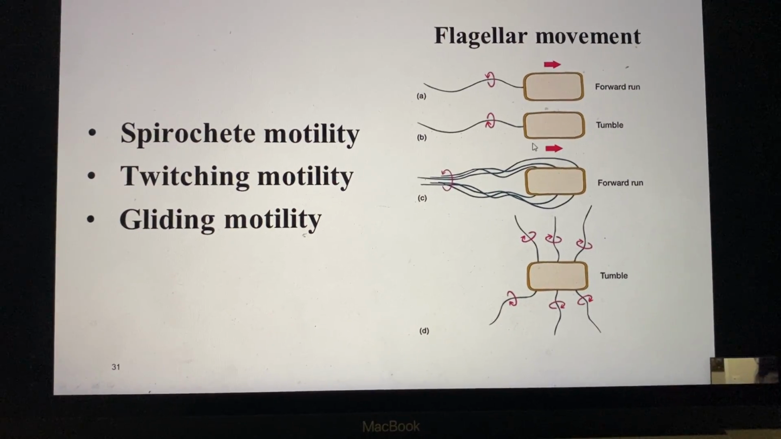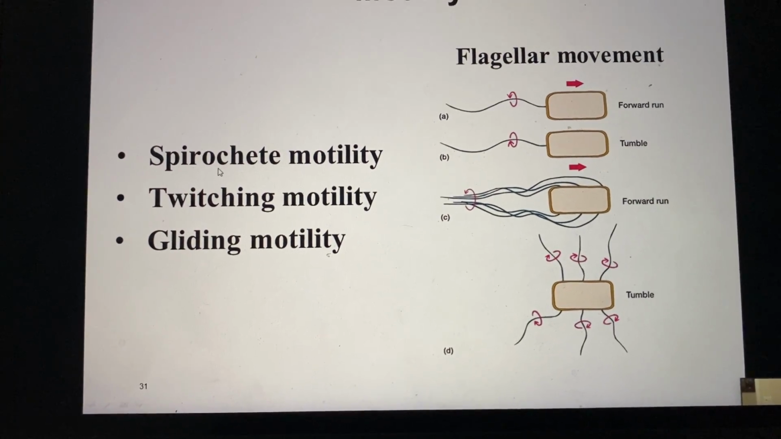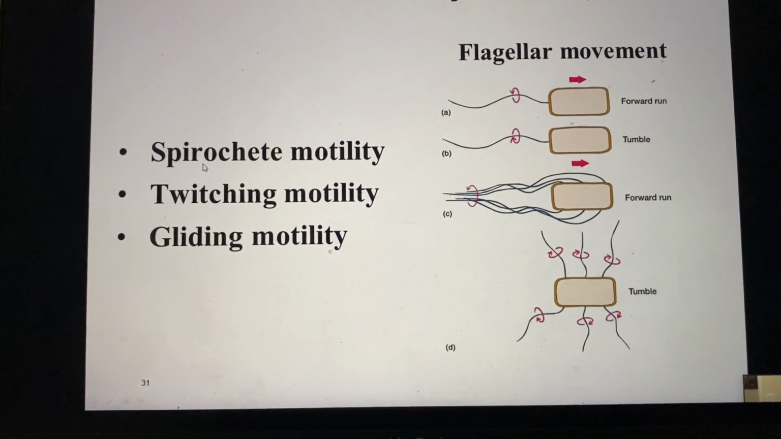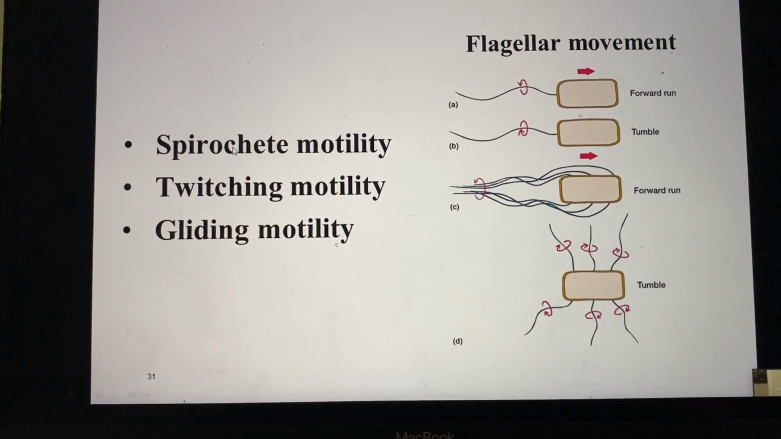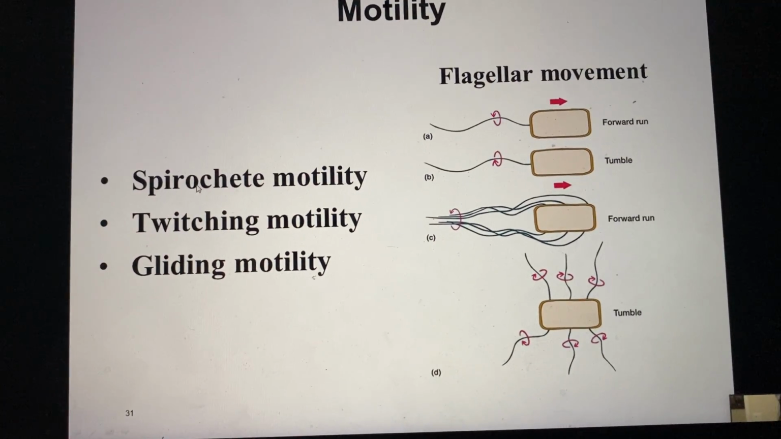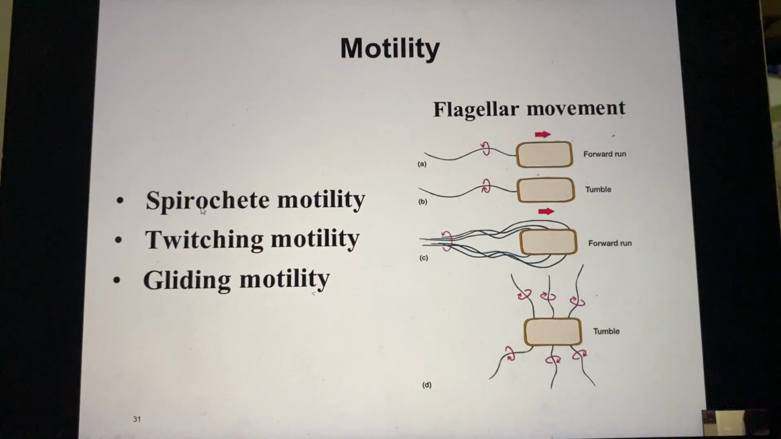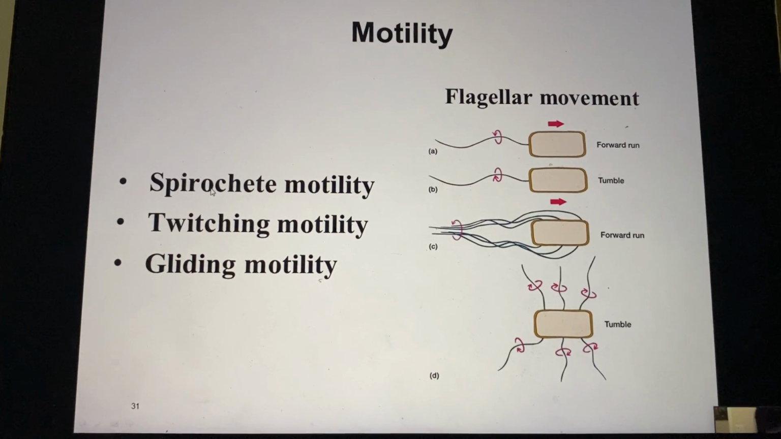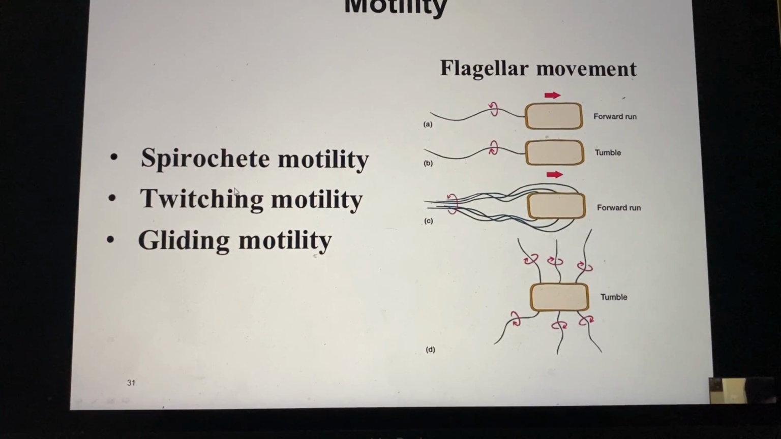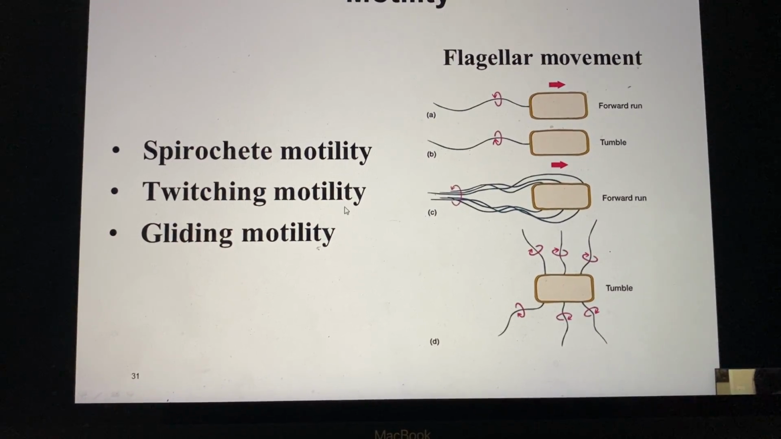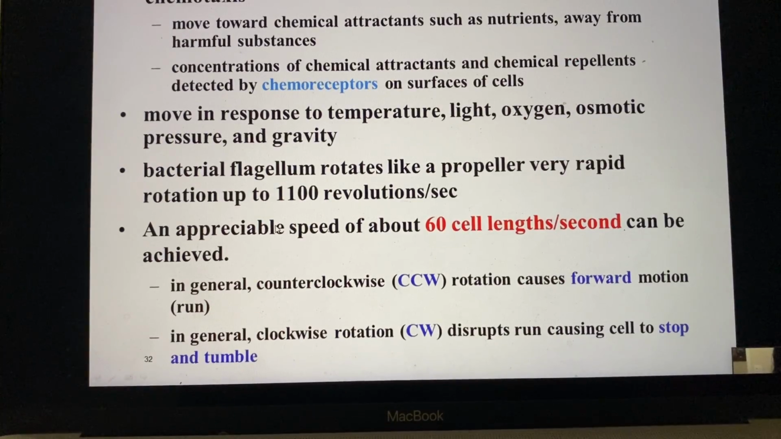But besides this flagellar movement, there are different bacteria that will have different types of motility. One of them is called the spirochete motility. This is found in spiral bacteria, and we'll show you in the next slide how these flagella are arranged in these spirochetes, where they show spirochete motility. Then there are two other motilities which we call twitching motility and gliding motility, which will also be shown in the next pictures or so.